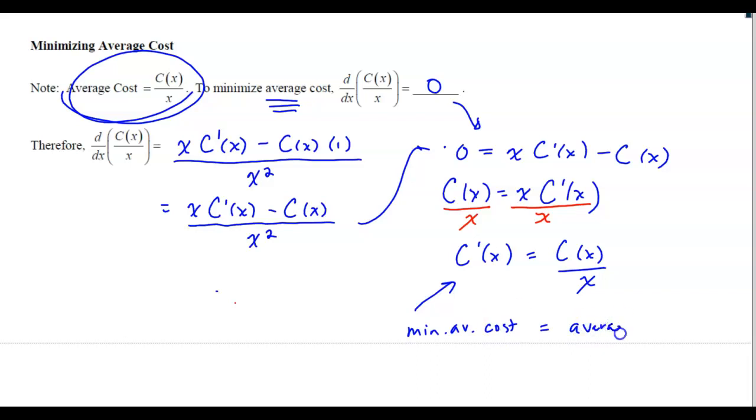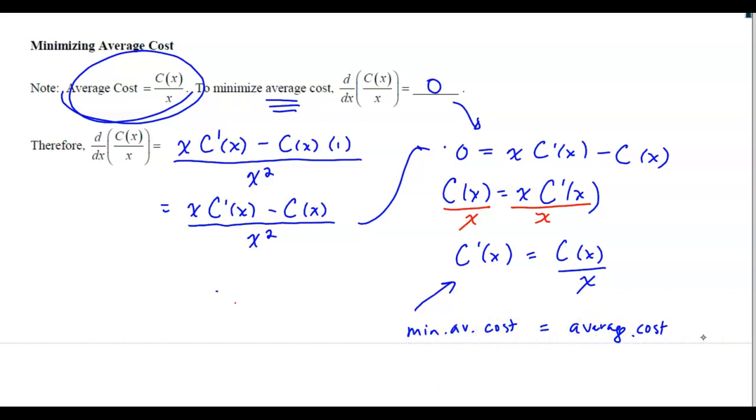So really, you don't have to find the derivative of the average cost. Or vice versa, if you are asked for the average cost, you could find the derivative of the cost function. It's kind of a special property, right? So it means that you don't actually have to do as much work depending on what you're being asked to do. If you're asked to find the minimum average cost, that's going to be the same as the derivative of the cost function.